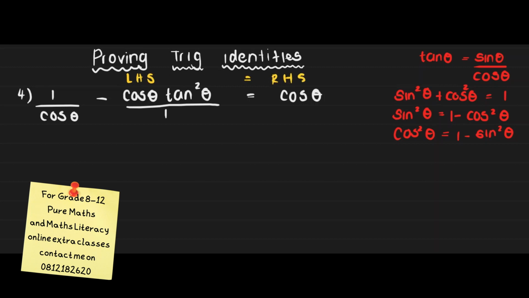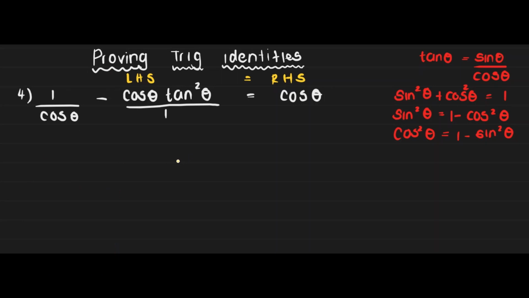And we need to take the one that's more complicated and simplify it. So our most complicated one is the left hand side. So we're going to say left hand side is equal to 1 over cos theta minus cos theta multiplied by tan theta, minus tan theta squared divided by 1. And then what we're going to do is first change this one into a trig ratio.